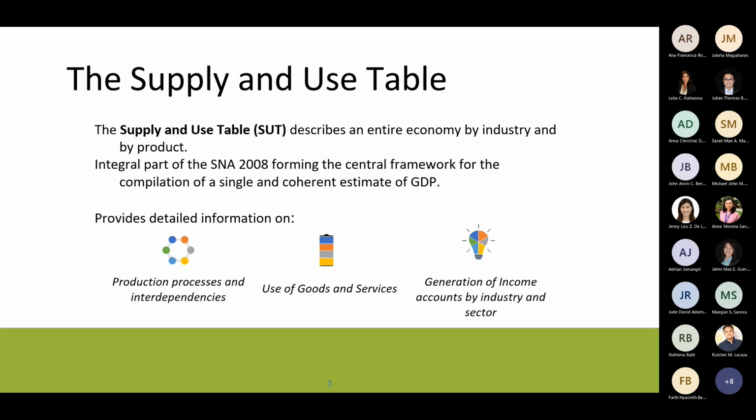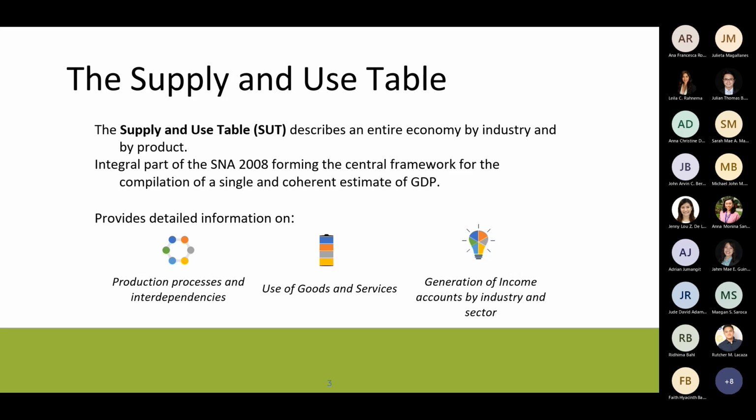Just an overview, the supply and use table describes an entire economy by industry and by product. It shows how products such as goods and services are brought into an economy either as a result of domestic production or imports from other countries. And through the supply and use table, we can determine how these same products are used as intermediate consumption, final consumption, gross capital formation, and exports.